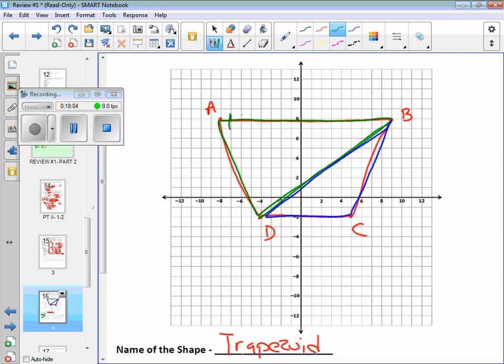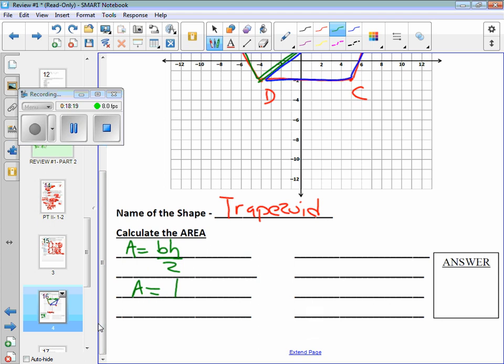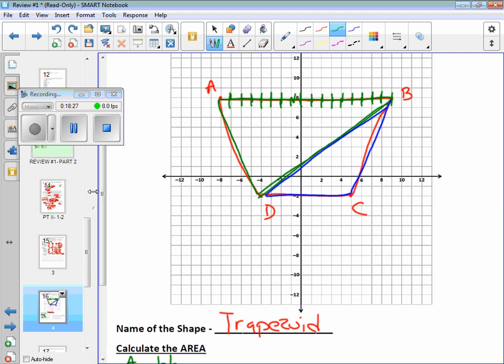Count. 7, 8, 9, 10, 11, 12, 13, 14, 15, 16, 17. Stop counting. 17 is my base. And in this case, my height can be done inside the triangle. It will work because here's my base and here is my point.